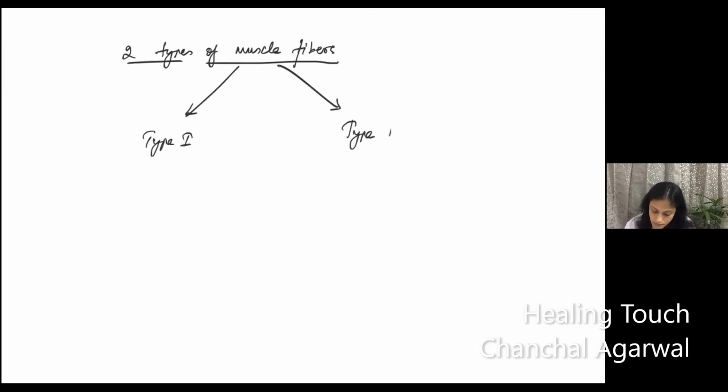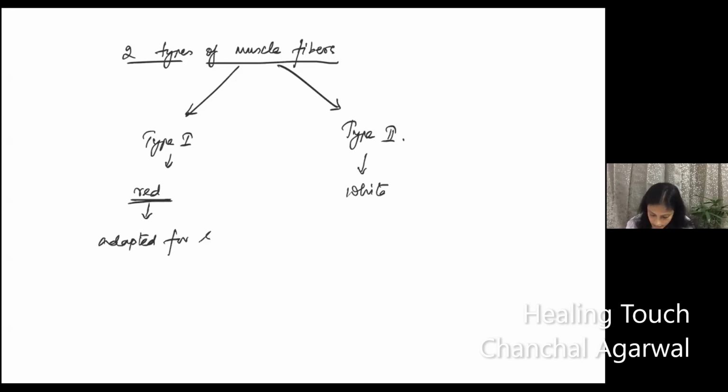Along with this, we should know that there are these muscle fibers which we spoke about. Muscle fiber is the unit of muscle. This muscle fiber is of 2 types. The 2 types of muscle fibers are type 1 and type 2. Type 1 muscle fiber is also called red muscle fiber, and type 2 muscle fibers are called white muscle fibers.